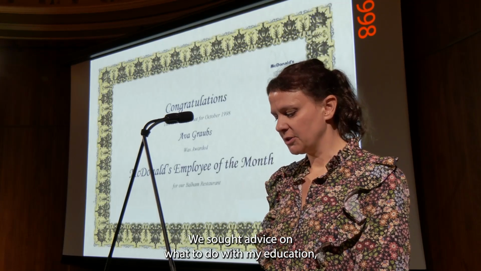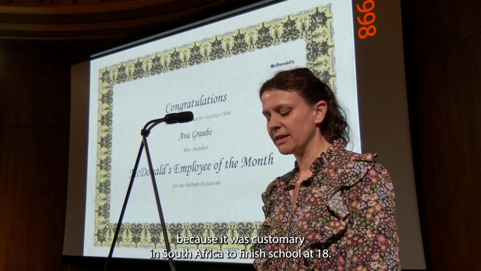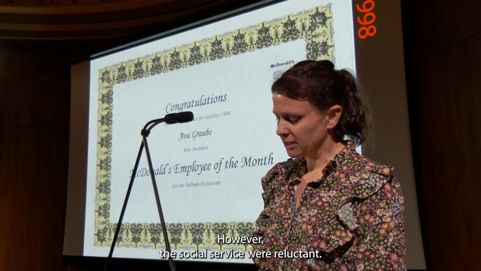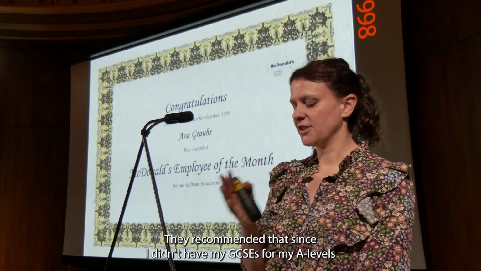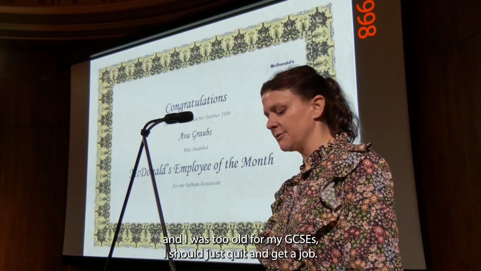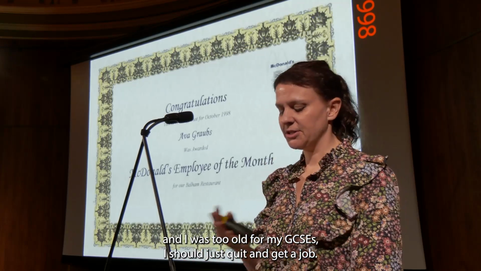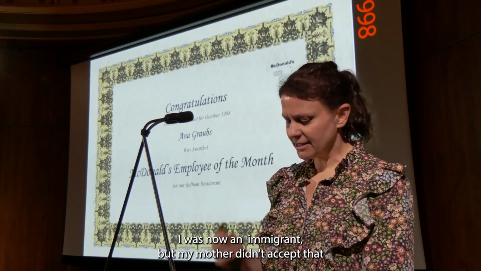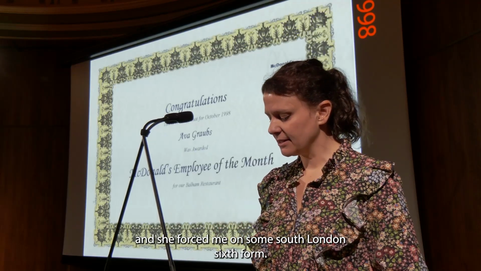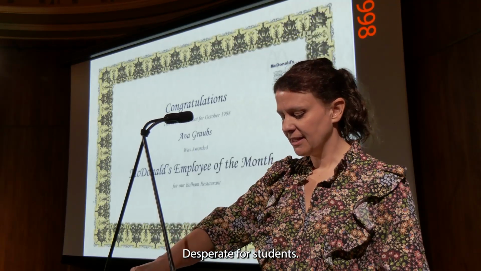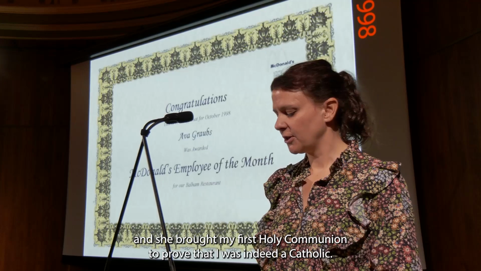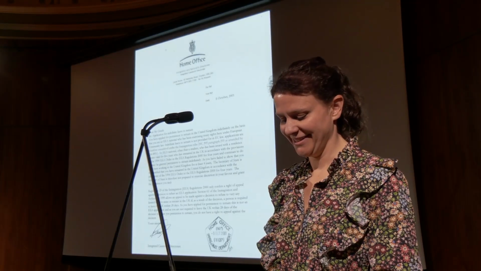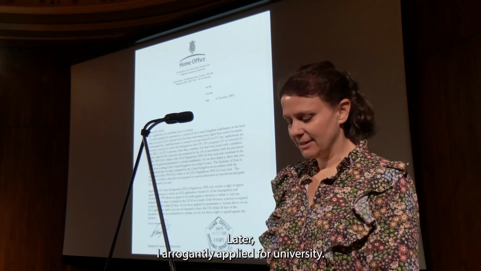We sought advice on what to do with my education because it was customary in South Africa to finish school at 18. However, the social service were reluctant. They recommended that since I don't have my GCSEs for my A-levels and I was too old for my GCSEs, I should just quit and get a job. I was now an immigrant. But my mother didn't accept that, and she forced me on some South London sixth form, desperate for students. It was a Catholic school, and she brought my first Holy Communion to prove that I was indeed a Catholic. It worked.